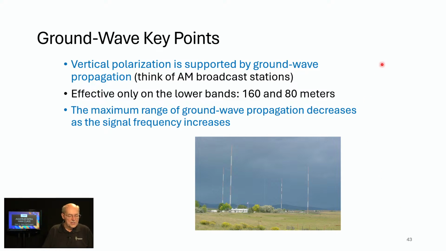So some key points, a couple of pool questions here. Vertical polarization is supported by ground wave propagation. A good way to think of that is a picture of an AM broadcast station with multiple towers. They're all vertical, notice. They actually load the towers. In fact, only vertical polarization works for ground wave, so it's effective only on the lower bands. The maximum range of ground wave propagation decreases as the signal frequency increases, making 10 meters pretty dismal via ground wave.